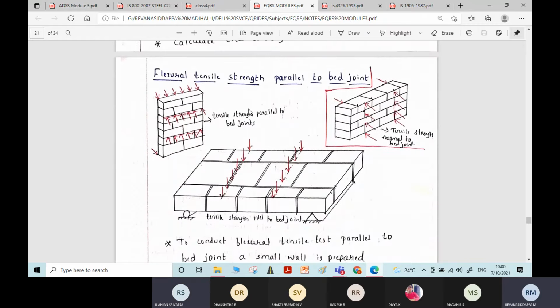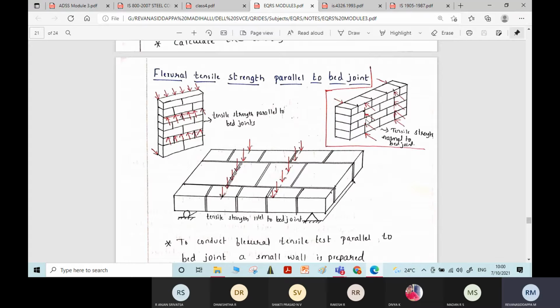In the next topic, I have briefly written the other methods available. You can just go through the figure. Flexural strength of masonry parallel to the bed joint. You can check the flexural strength in two ways: one is parallel to the bed joint and the other normal to the bed joint. Here you can see one figure in the top right corner. There the flexural strength is investigated normal to the bed joint.